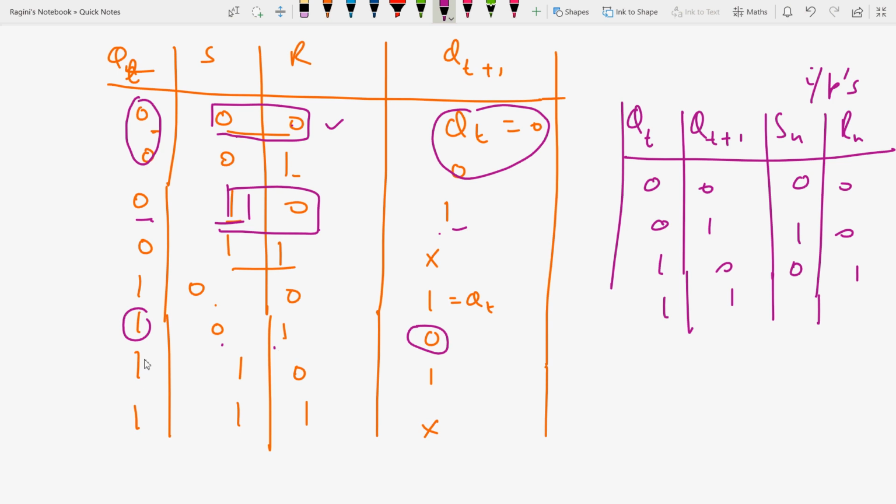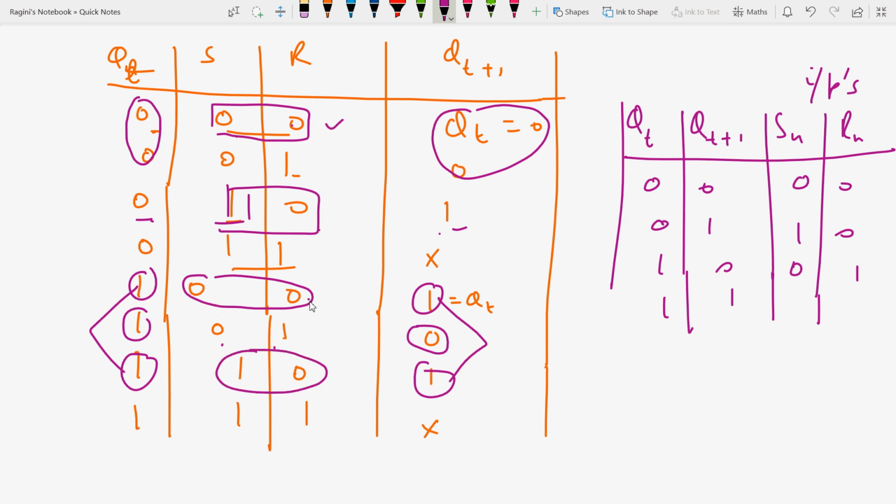Now when there is 1, 1, that means these two conditions we have to keep checking. So here S and R are 0 0 and here it is 1 0. So R is 0 but S is changing condition from 0 to 1. So that means it will be a don't care condition.